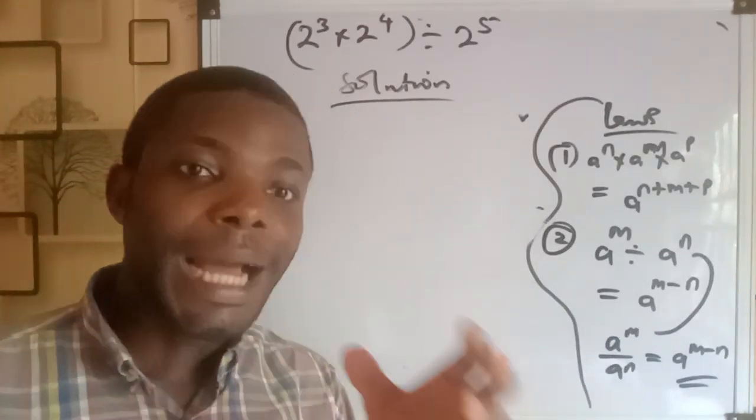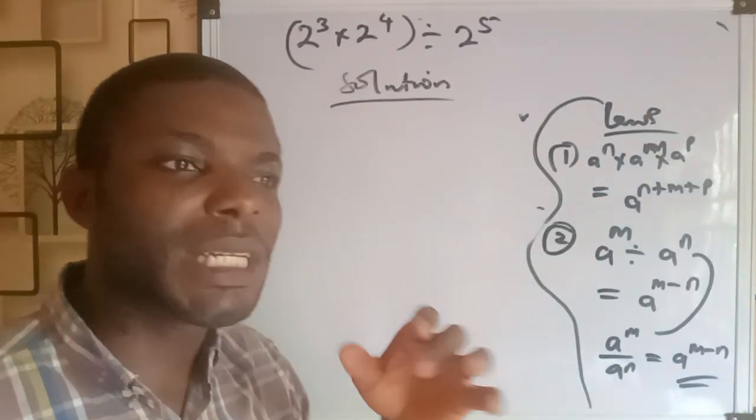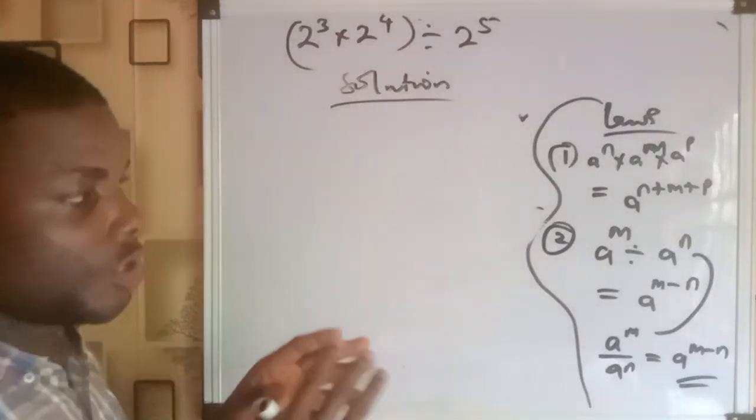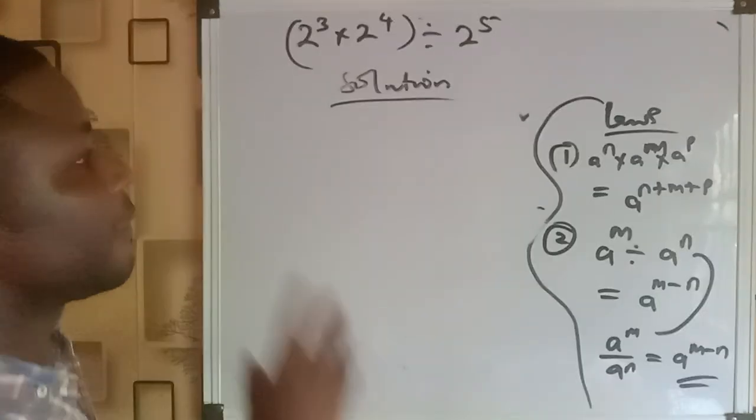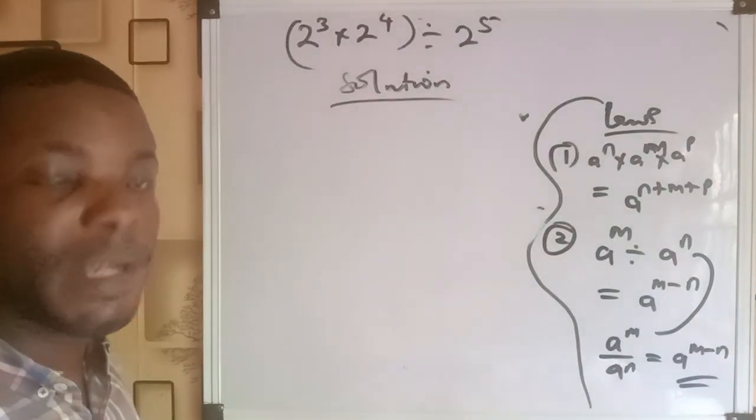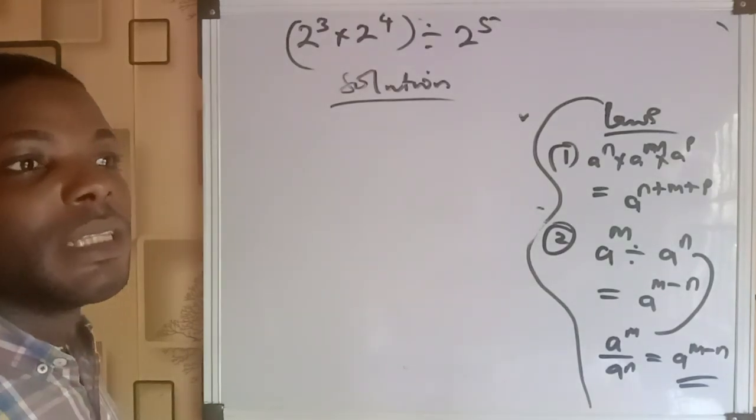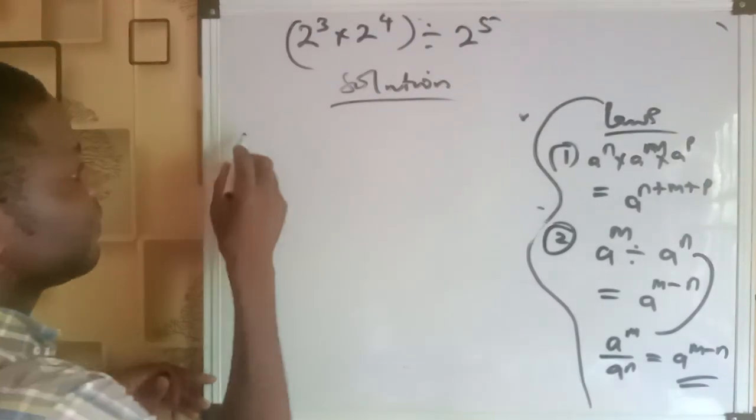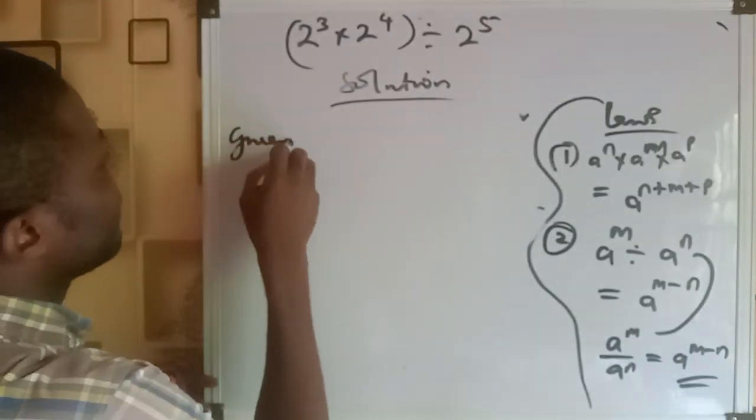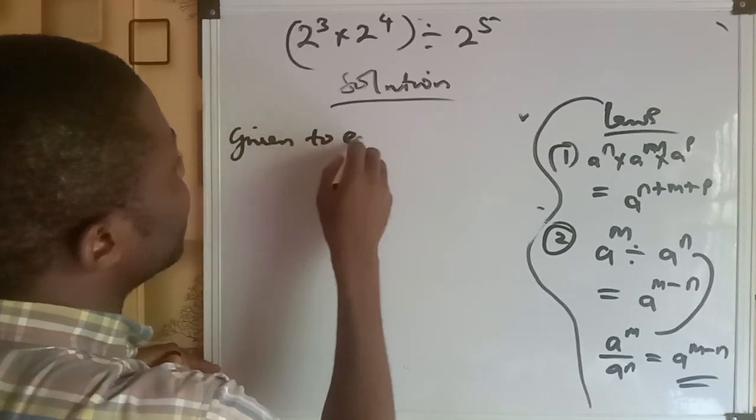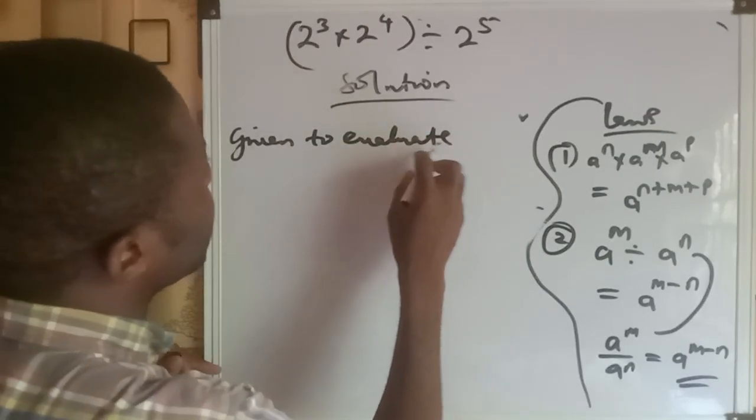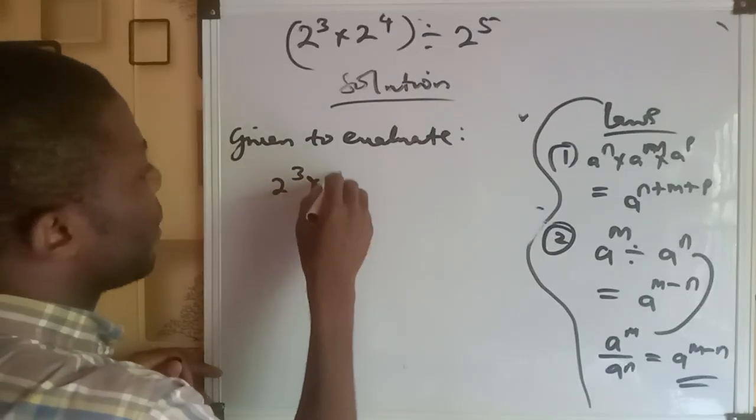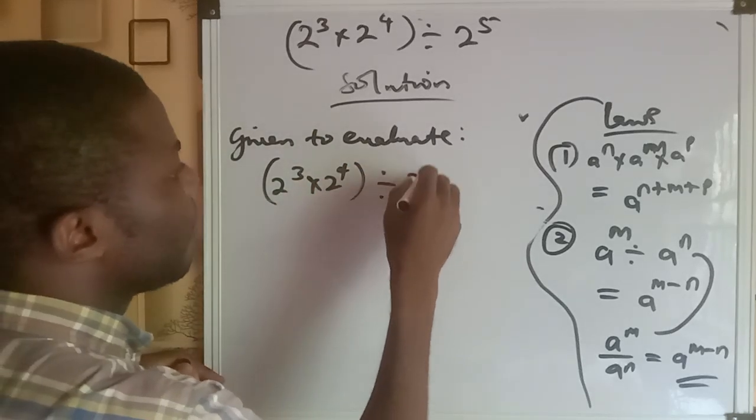But if it's just maybe for personal practice, you can cut time short. But I just want to take time to teach you everything you need to know about this. So the first thing you will do is always repeat the question. It's very important so that the marker or the teacher will know that you're actually following. So we can repeat what we have been given. You can say, given to evaluate 2 power 3 times 2 power 4, close, divided by 2 power 5.